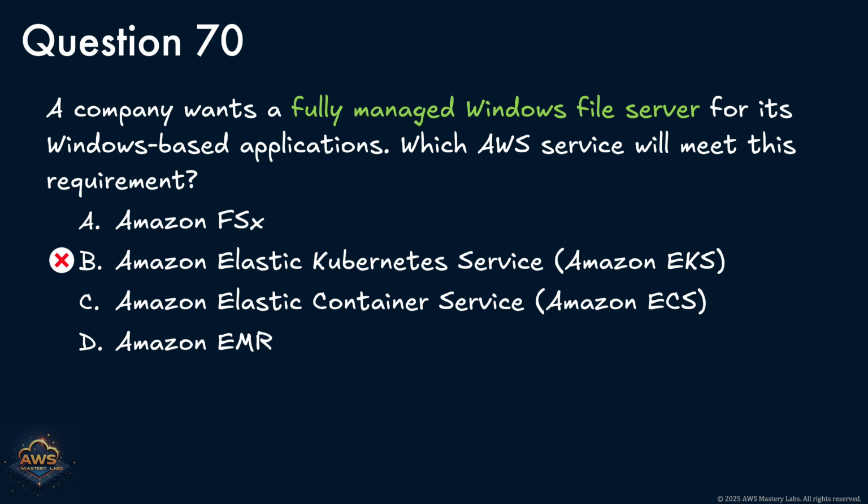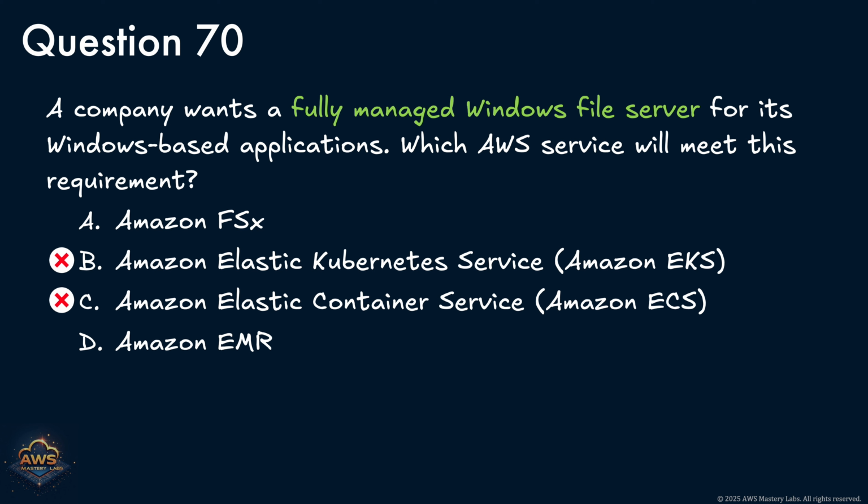Option B. Amazon Elastic Kubernetes Service, Amazon EKS. Amazon EKS is a managed Kubernetes service used to deploy, manage, and scale containerized applications using Kubernetes. It's not designed to serve as a file server and does not provide native file sharing or SMB support. While you can mount storage volumes in containers, that involves a different paradigm entirely. Incorrect, because it doesn't satisfy the requirement of being a fully managed Windows file server.